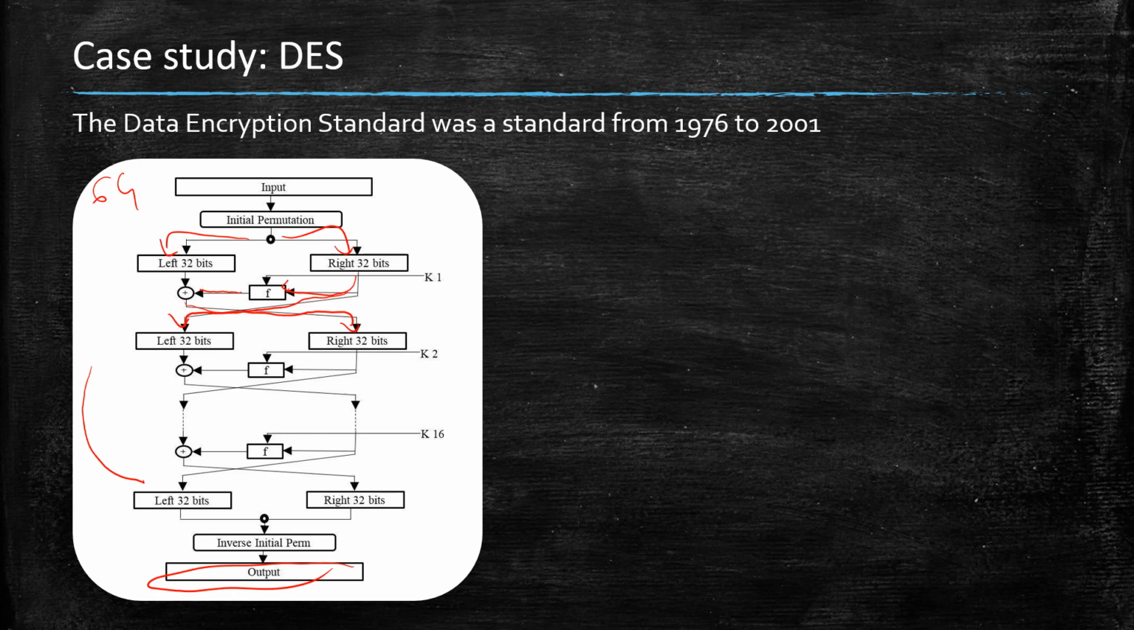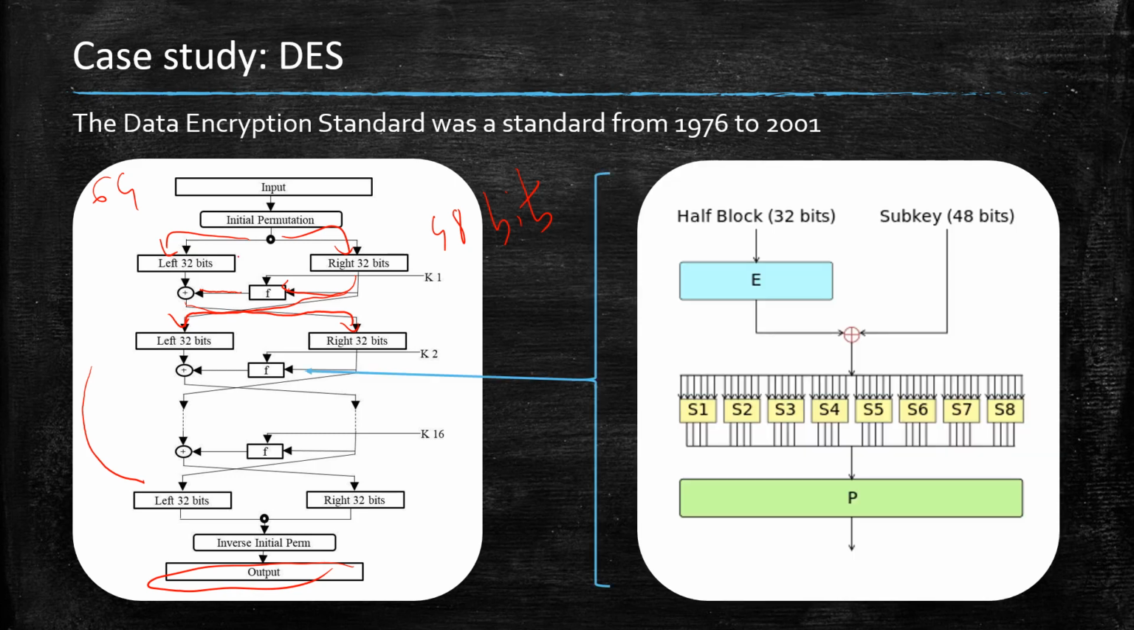And here you have subkeys, so the master key has 56 bits and the subkeys have 48 bits. Okay, and so then what does the Feistel function do? Well, if we zoom in, we have that each half block needs to be XORed with the subkey.